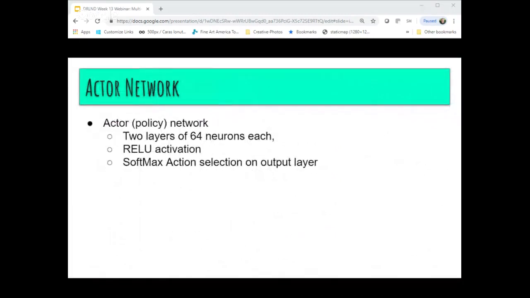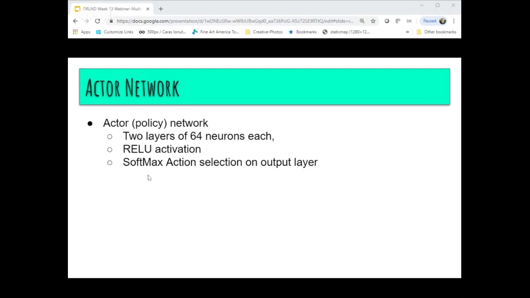So I might mention, I was surprised at how simple the actor network was that they used in all these environments. These are, to me, pretty complicated environments, and yet even so, the actor network is a pretty simple neural network. It's a two-layer network, only 64 neurons in each one, simple ReLU activation, and then a softmax action selection on the output layer.